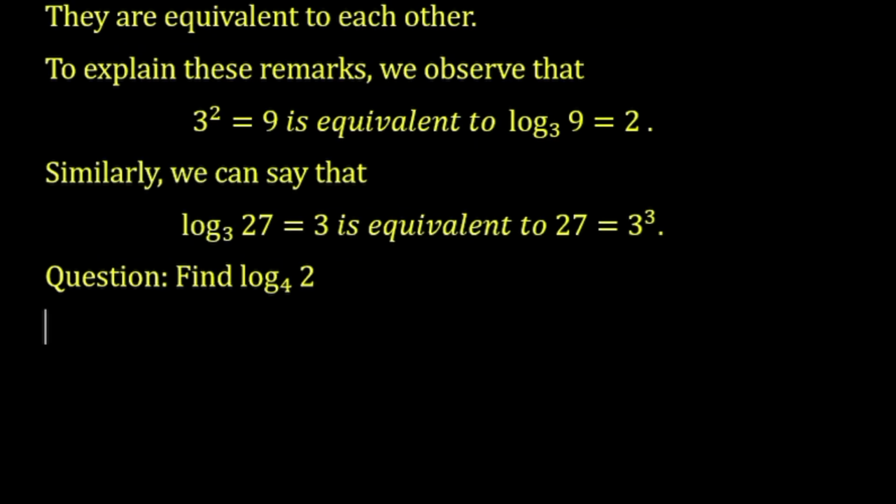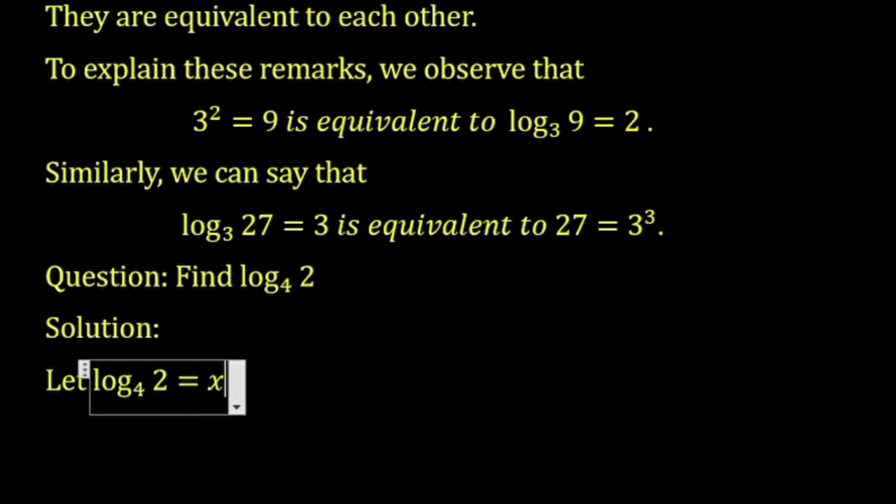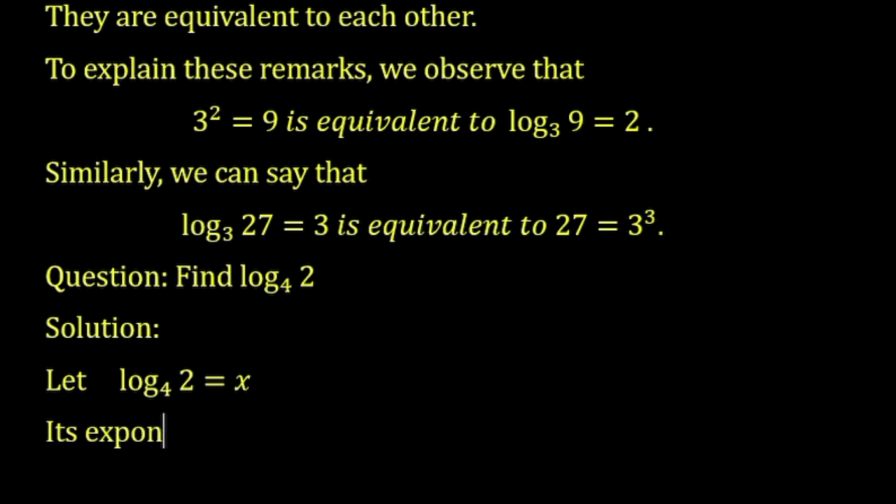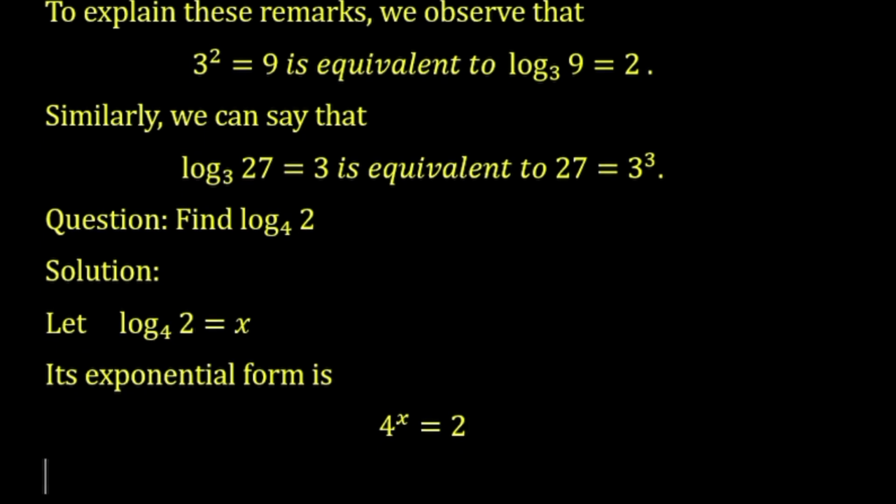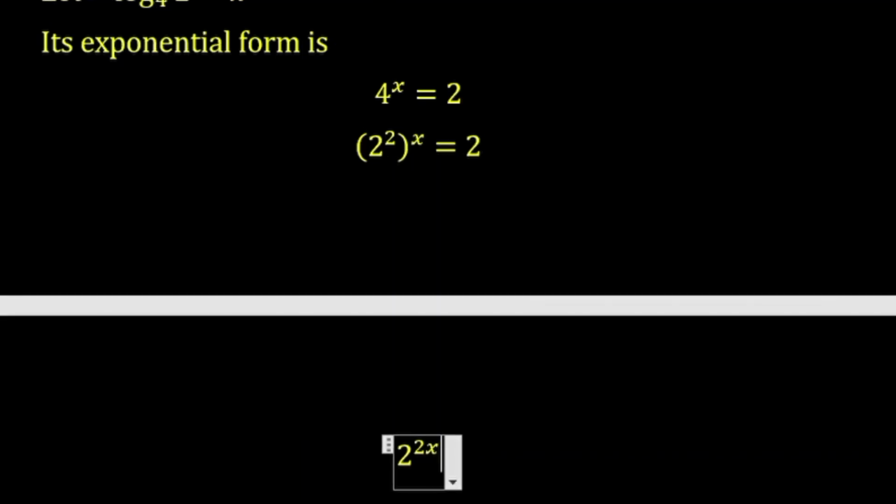Let us find the log of 2 to base 4. Suppose log base 4 of 2 equals x. Write it in exponential form. We will get 4 raised to power x equals 2. We replaced 2 with the exponent and eliminated log. This is called exponential form. 4 can be written as 2 squared, so (2 raised to power 2) whole power x equals 2. So 2 will multiply by x. We will get 2 raised to power 2x equals 2 raised to power 1.